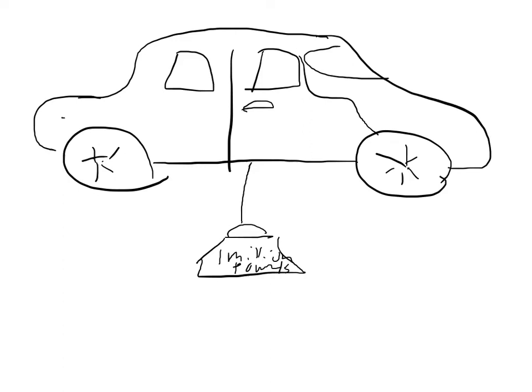Question number 3 says, the 4 tires of an automobile are inflated to a gauge pressure of 2.3 times 10 to the 5th pascals. Each tire has an area of 0.024 meters squared in contact with the ground. Determine the weight of the automobile.